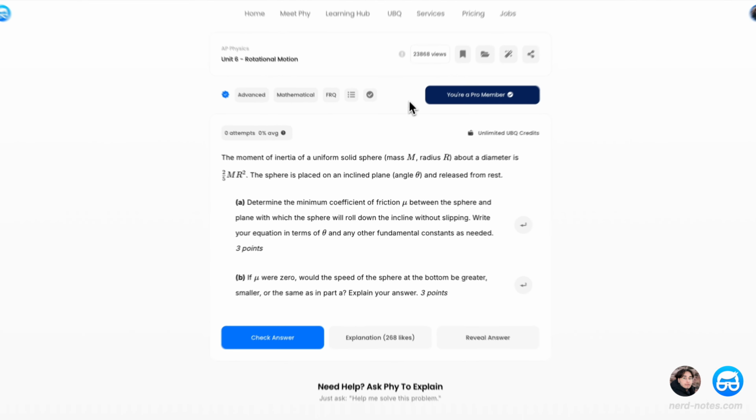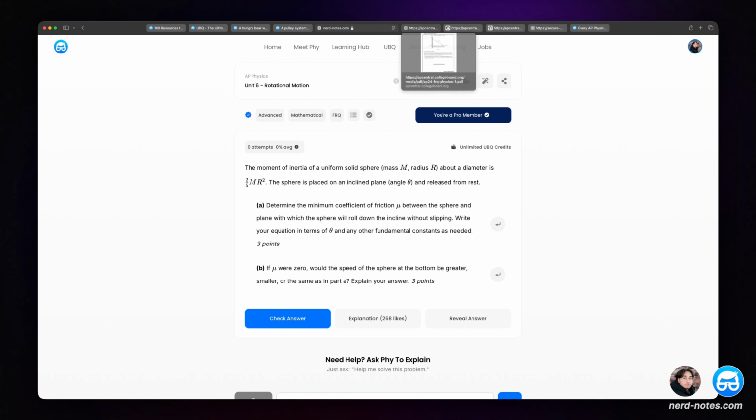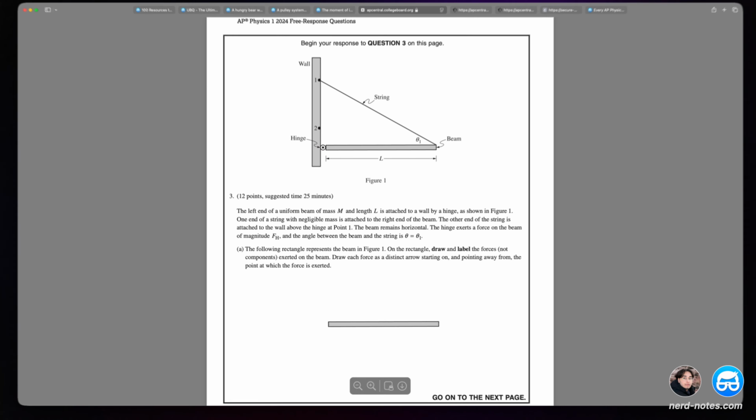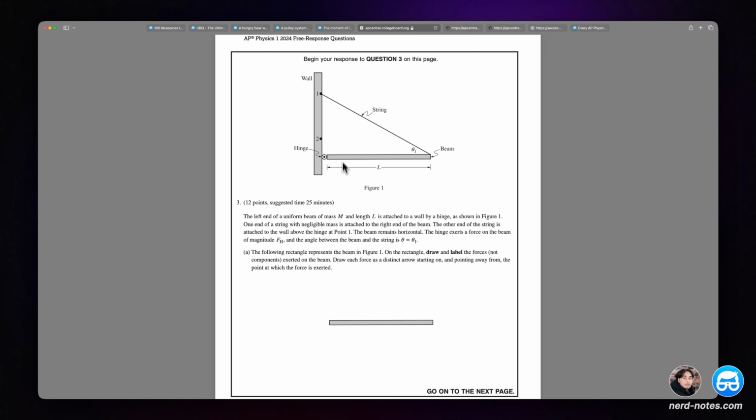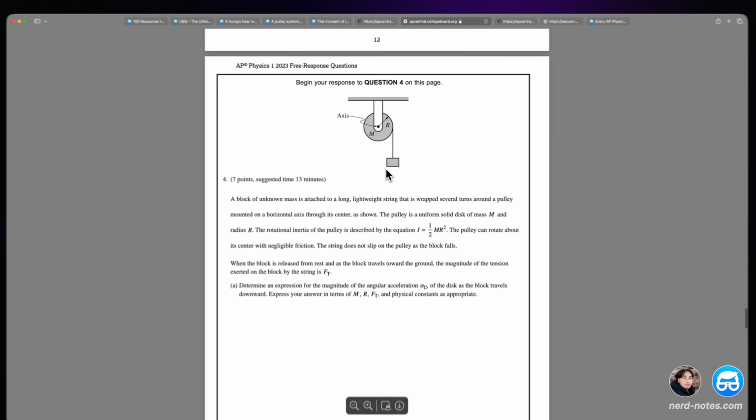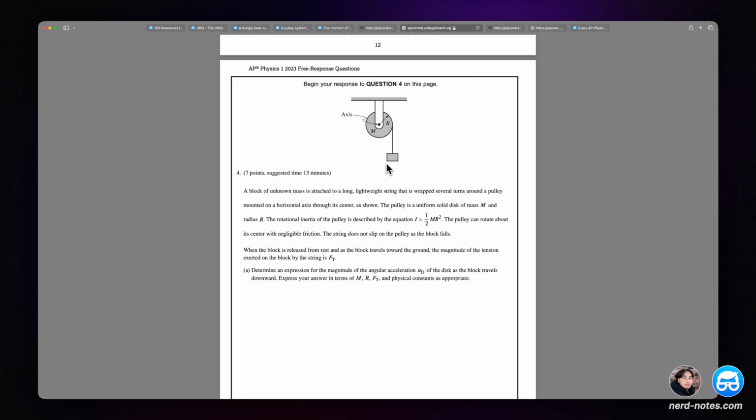Before we actually solve these, I quickly want to show anyone that's in AP right now what these problems are going to look like on the actual FRQ section. This is a beam problem, pretty much almost identical, if not easier than the beam problem that we're going to solve today. Here's another one. This is dealing with a single block pulley. Once again, even easier than what we're going to solve today.